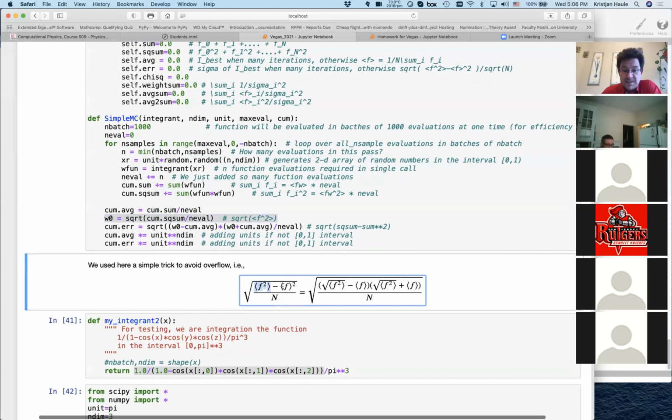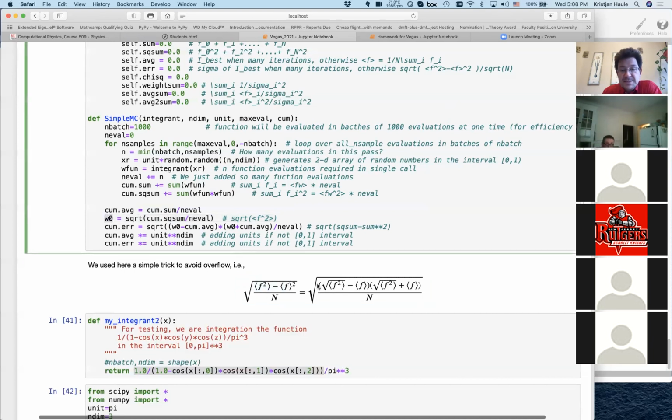So this quantity f square minus f average square can be written, as usual in math, as a product of two terms. If you square this thing, you get exactly the left-hand side, isn't it? So the first part, W0 here, is the square root of the f square.